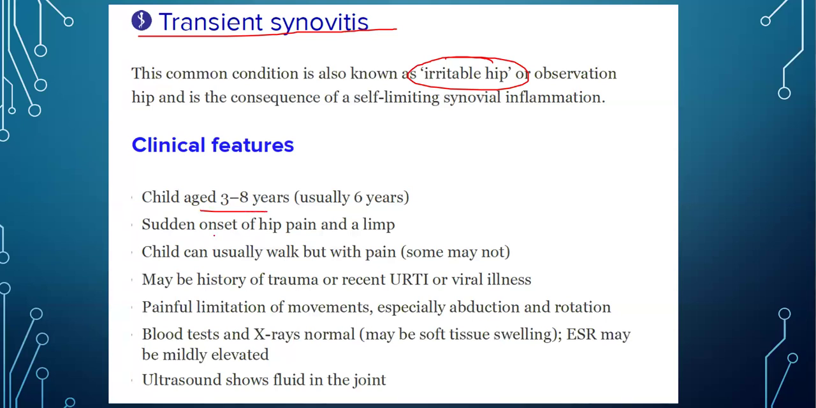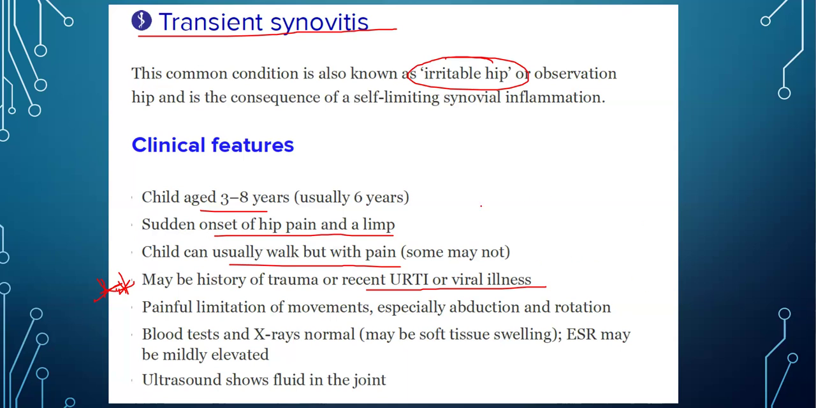The child will come to you with a sudden onset hip pain and a limp. Maybe they will be able to walk, but with pain. It will not be severely painful like septic arthritis. But the very important finding is that they will say that maybe in the last 1 week, the child had a recent upper respiratory tract infection. So with a recent history of flu-like illness followed by hip pain, your first thought should be transient tenosynovitis.